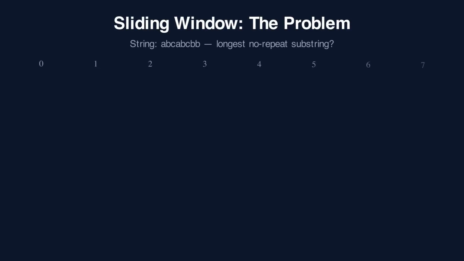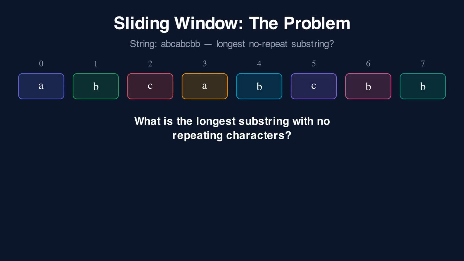Let's explore the sliding window technique. We'll start with a classic problem. Given the string abcabcbb as an array, what is the longest substring with no repeated characters?